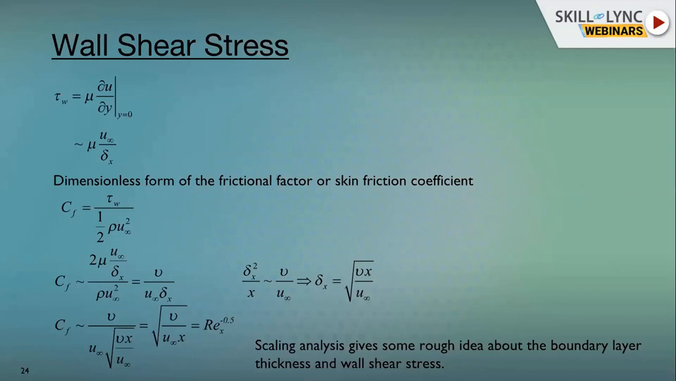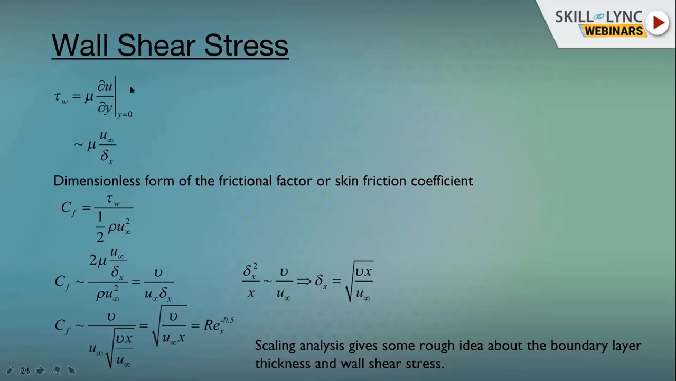Just like you do the non-dimensionalization for any other quantity in fluid mechanics, from scaling and dimensional analysis we can non-dimensionalize the wall shear stress. That is called the skin friction coefficient. When we divide tau omega by rho u infinity square, that gives us a non-dimensional quantity.